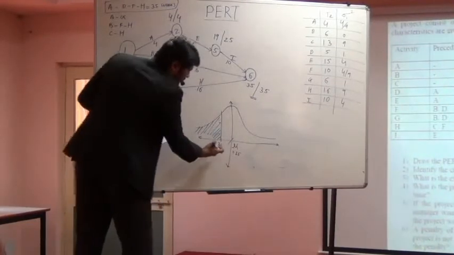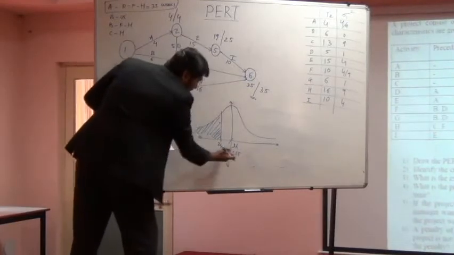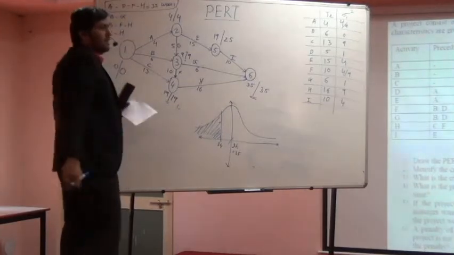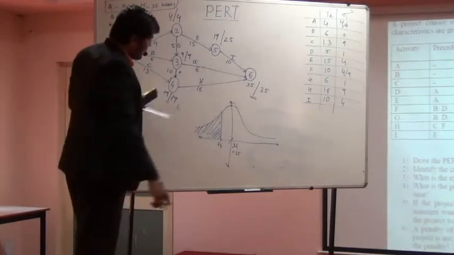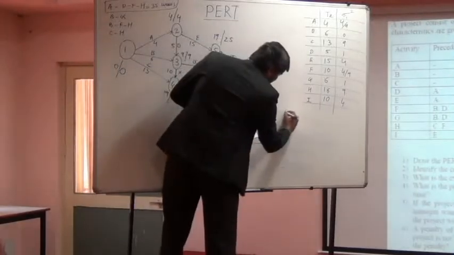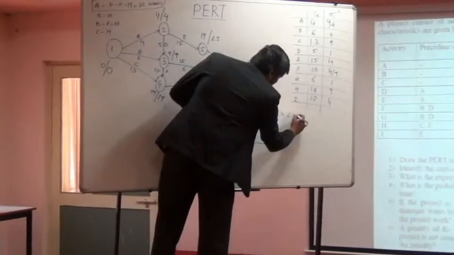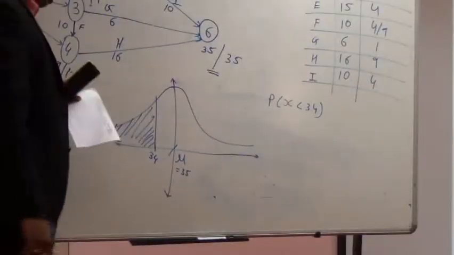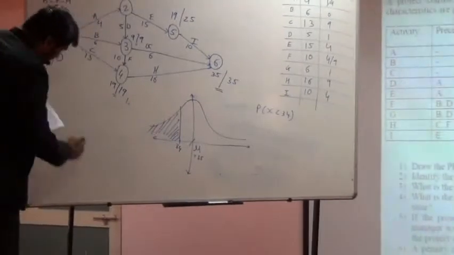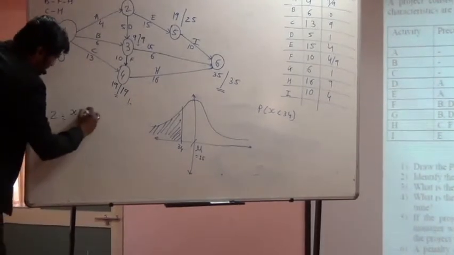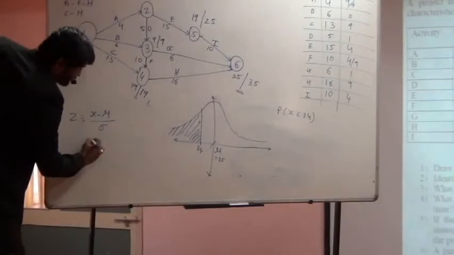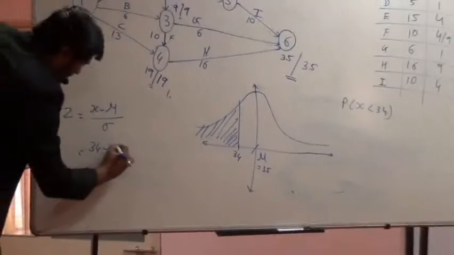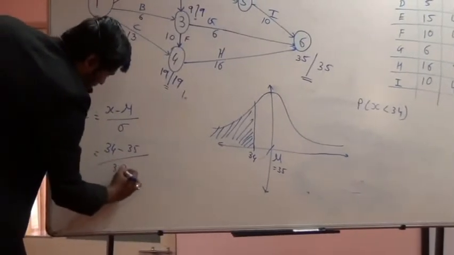They want the probability to complete 1 week before the estimated time, so 34 or less than 34. This shaded area is the answer to that particular question. Now how do we find it? The probability that they want is x less than or equal to 34. For this we need to calculate a z-score, and the z-score is x minus mu upon sigma. X is 34 in this case, mu is 35, and sigma is 3.23.